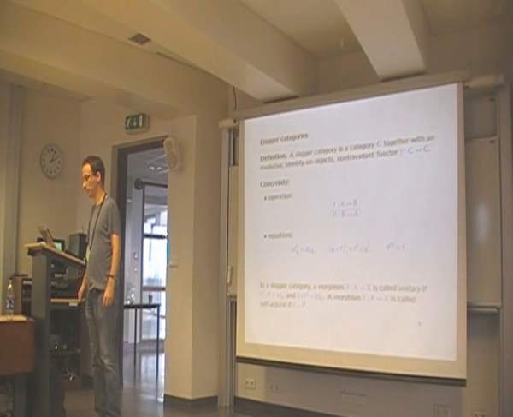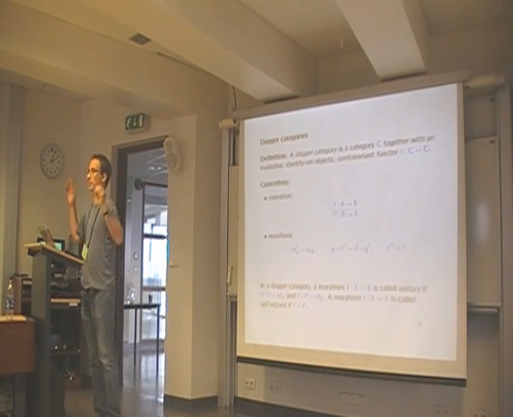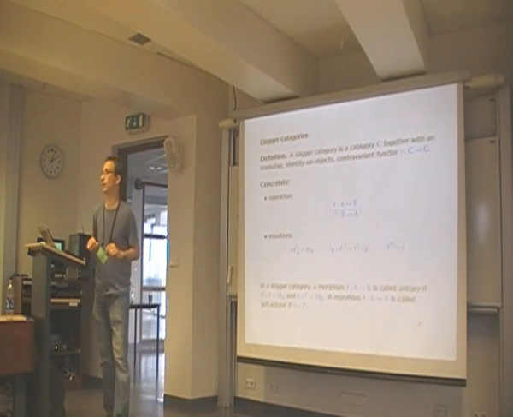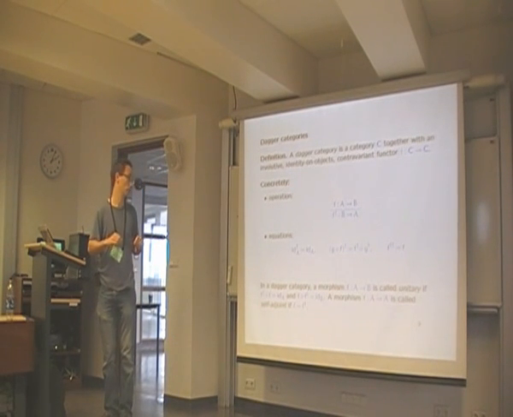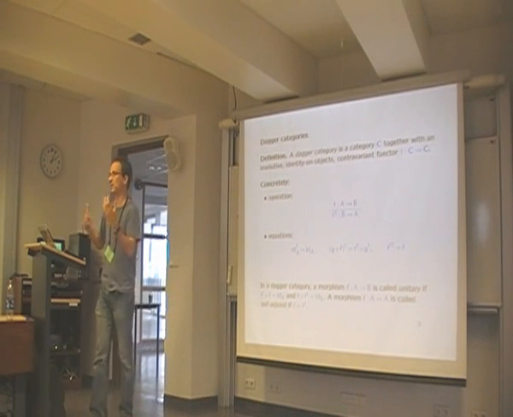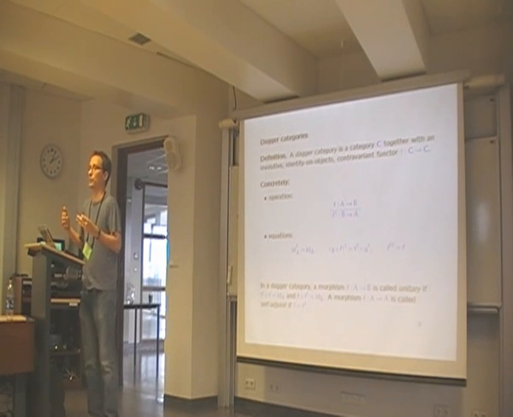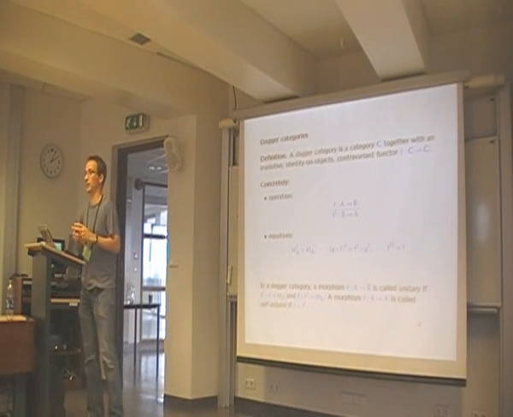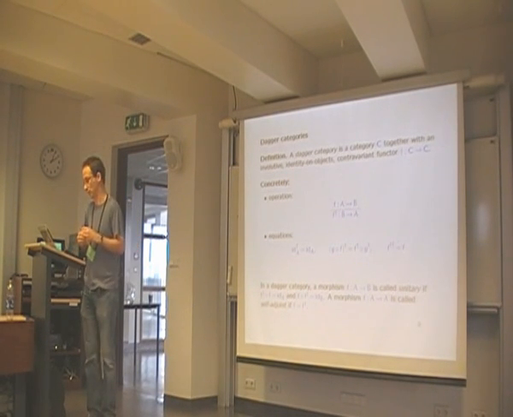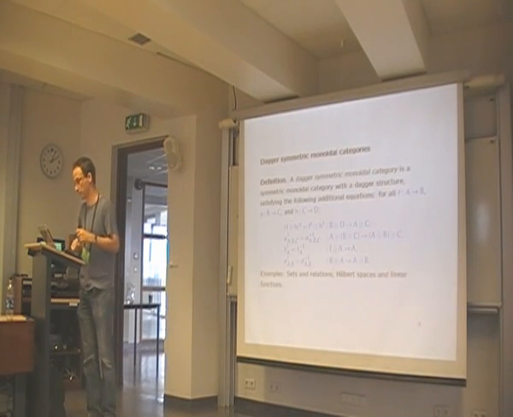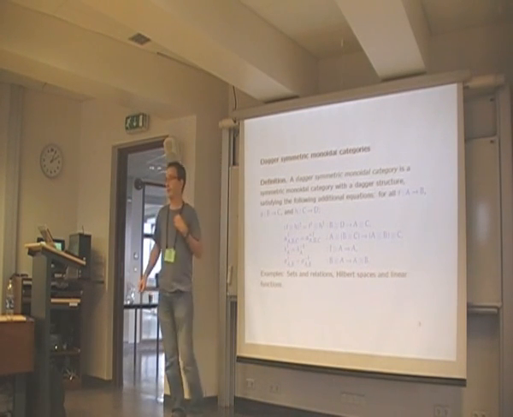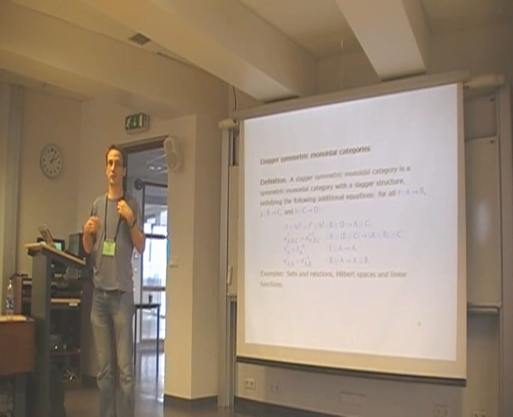Interestingly, already in such a simple structure as a dagger category, you can define a lot of concepts, such as unitary, for example, or self-adjoint. These concepts make sense in any dagger category, which could be completely different from Hilbert spaces. For example, the category of sets and relations is not at all like Hilbert spaces, but it has this structure.